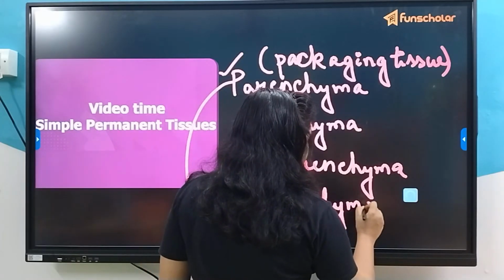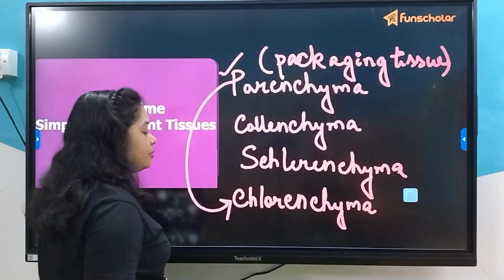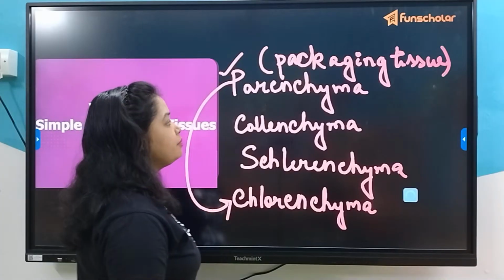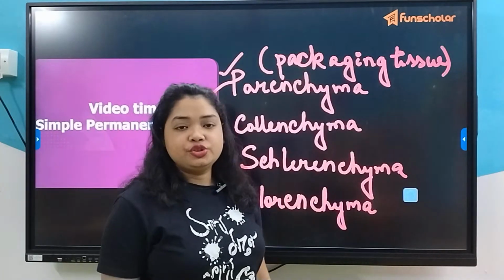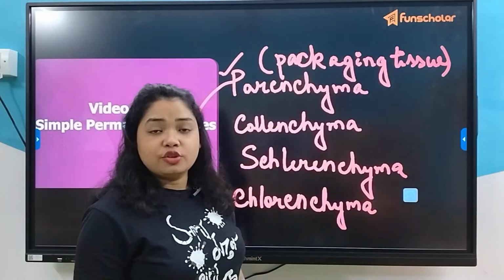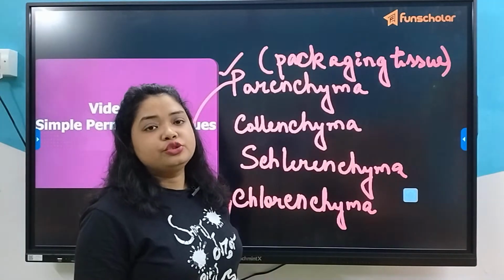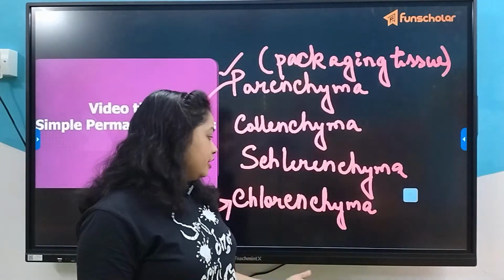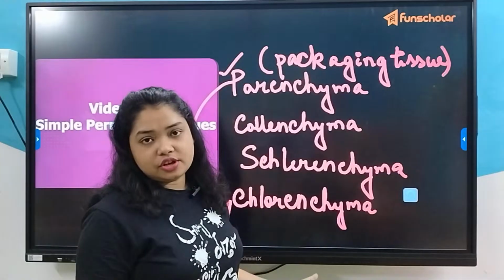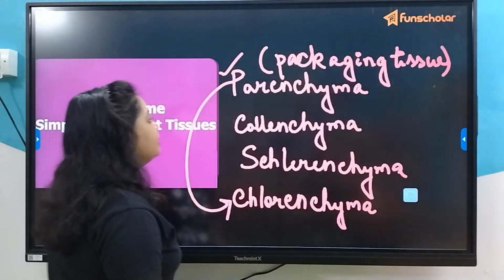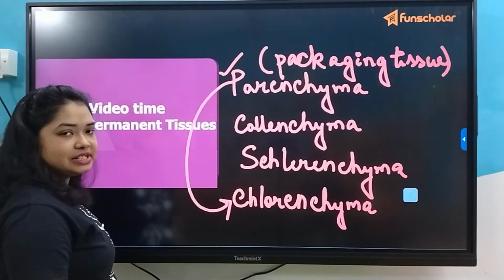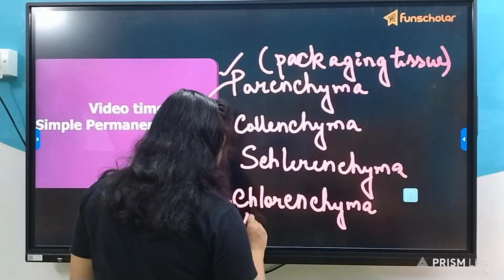Right? So, what is chlorenchyma? Chlorenchyma is a type of parenchymatous tissue which bears chlorophyll and is able to conduct the process of photosynthesis. And another type of parenchymatous tissue is aerenchyma.